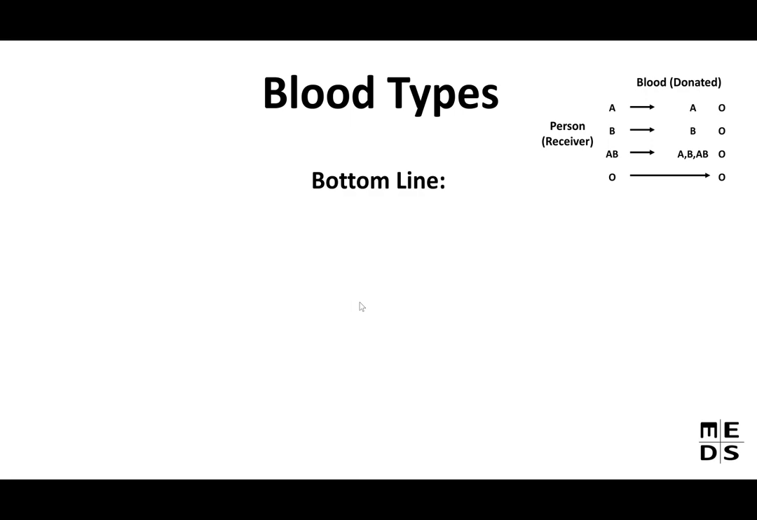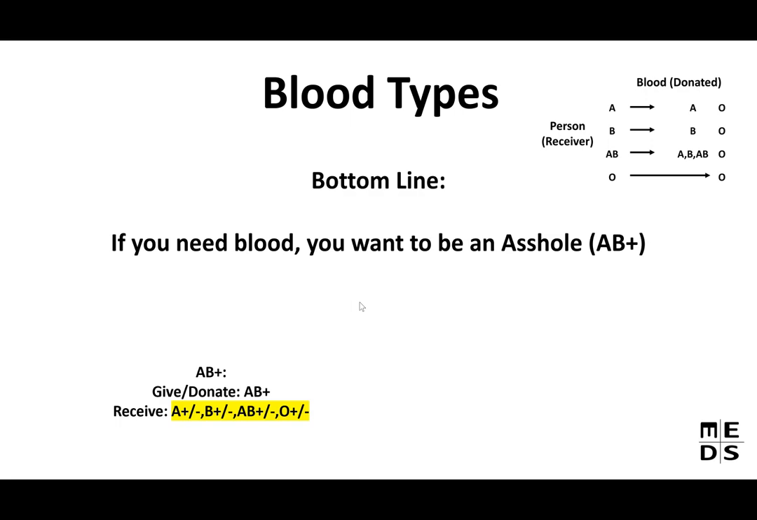Okay, so the bottom line is the two main things that you may be asked is, if you need blood, so if you are the patient, what kind of blood type would you want to be? Well, you're going to want to be AB positive. And if you see down here, you can receive A, B, and O in all positives and negatives. You can receive essentially everybody. So if you had a choice of what blood type you could be, you'd want to be AB positive because that means you can receive anybody if you needed a blood transfusion.